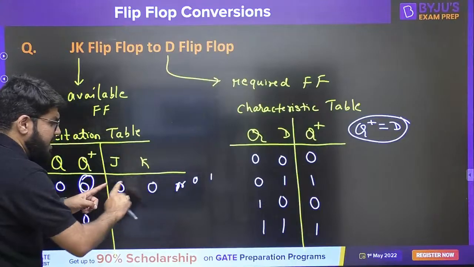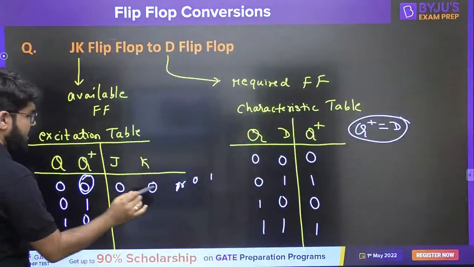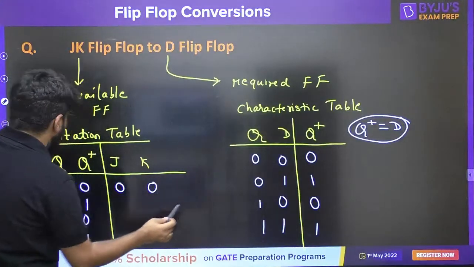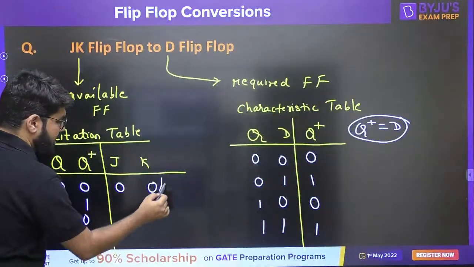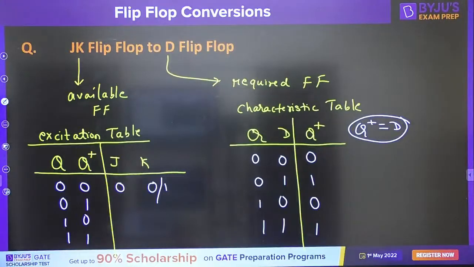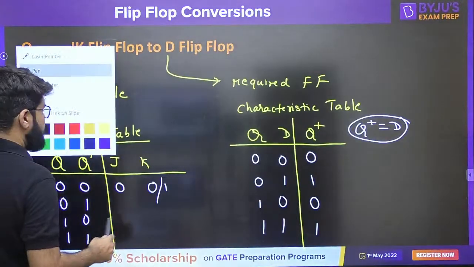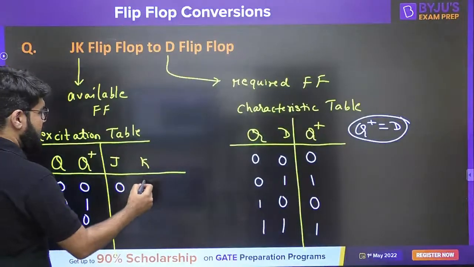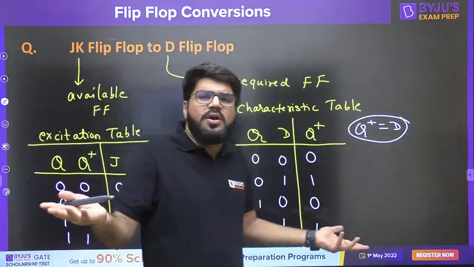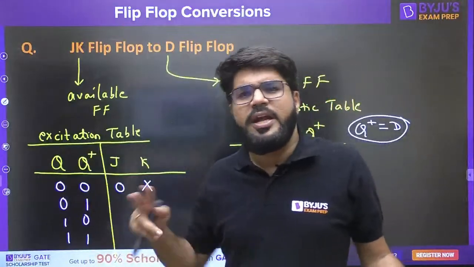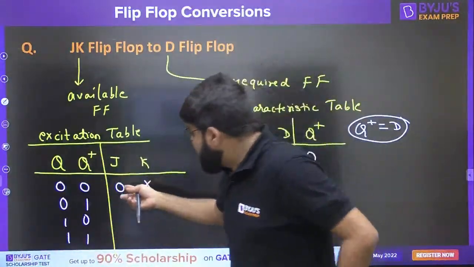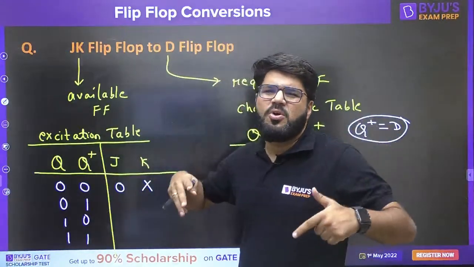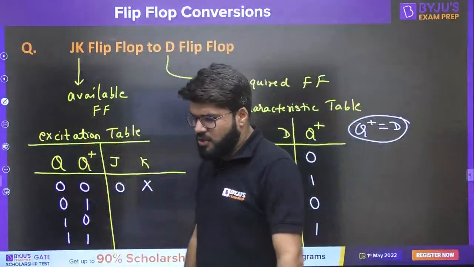So one thing is fixed: J should be 0. But K can be either 0 or 1. Looking into both the possibilities, because K can be either 0 or 1, that means K is in the don't care state. There is no other possibility other than 0 or 1 in binary. So it may be 0, it may be 1. If J is 0, this state transition is guaranteed. K goes into don't care. Whether it is 0 or 1, no problem. It does not matter.